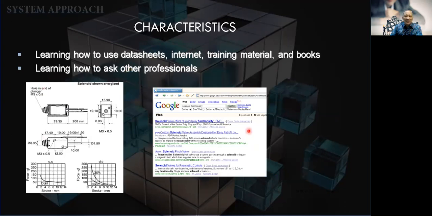You can just Google it. Yeah, just put here Googling. You can learn how to use the data sheets, the internet, training materials, and even books, just to see more of it. You can see the graphs here of force against stroke in millimeters and so on. And then you can even find the types of them, even with a different brand. So Google, or another source, you can use it to go deeper on that.